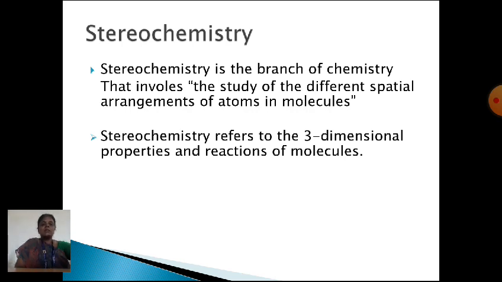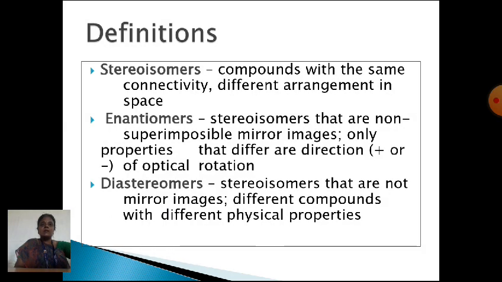Stereochemistry is the branch of chemistry that deals with the study of different spatial arrangements of atoms and molecules. That means the three-dimensional properties and the reactions of the molecules. Here are some definitions involved in stereochemistry. Stereoisomers are compounds with the same connectivity but different spatial arrangements.